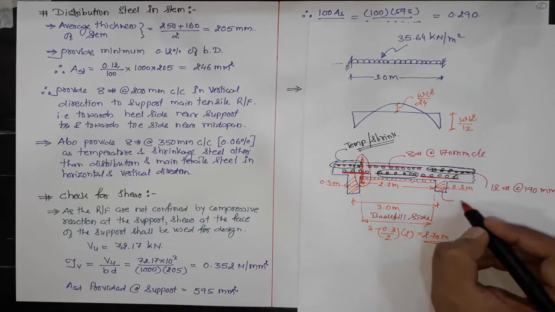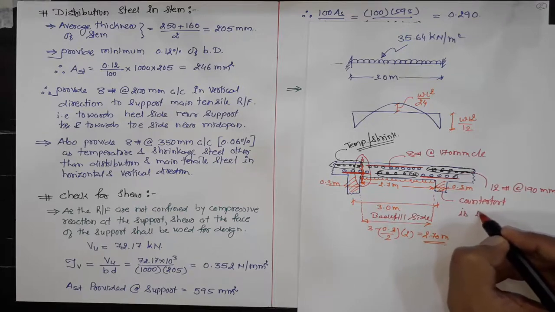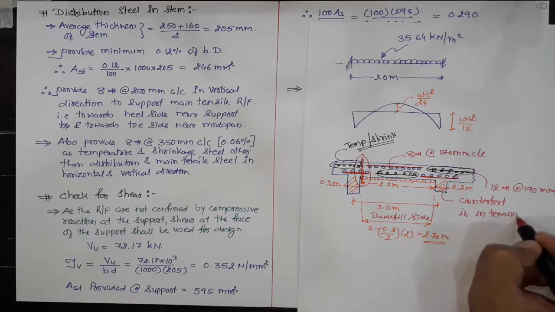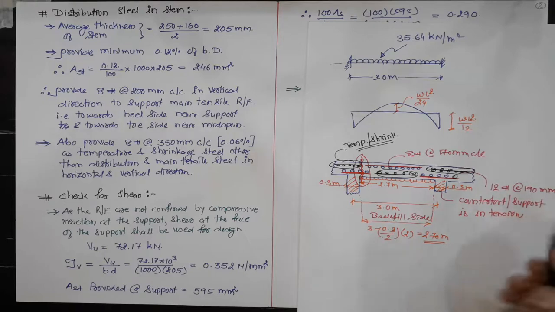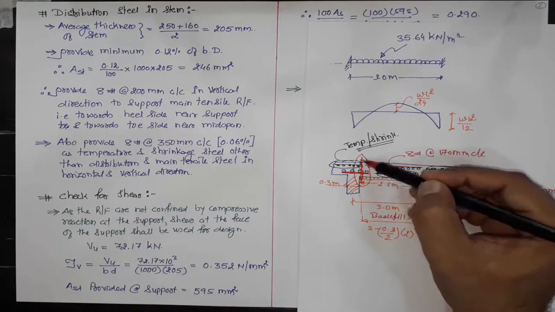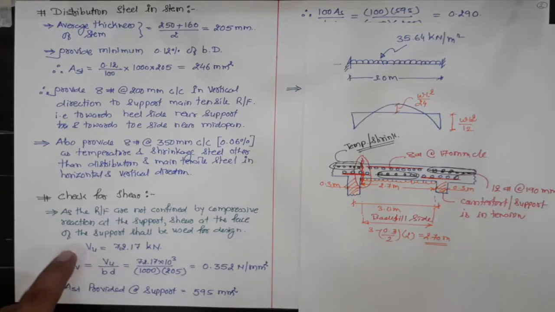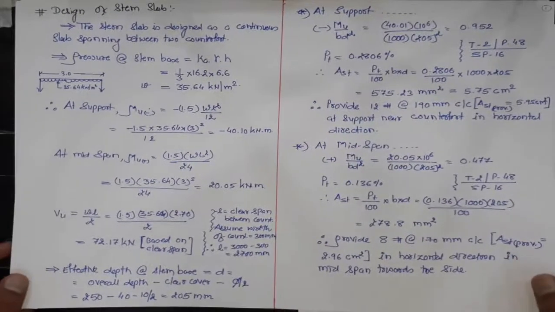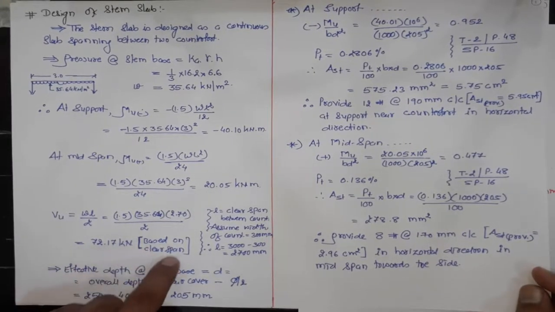Since our counterfort is in tension, this is our support. We can say that our counterfort or support is in tension. Since our counterfort is in tension, the shear line will be at the face of the counterfort. This Vu is 72.17 kN. This was calculated previously. Let's see that. Its Vu will be equal to 72.17 kN. This is based on clear span.